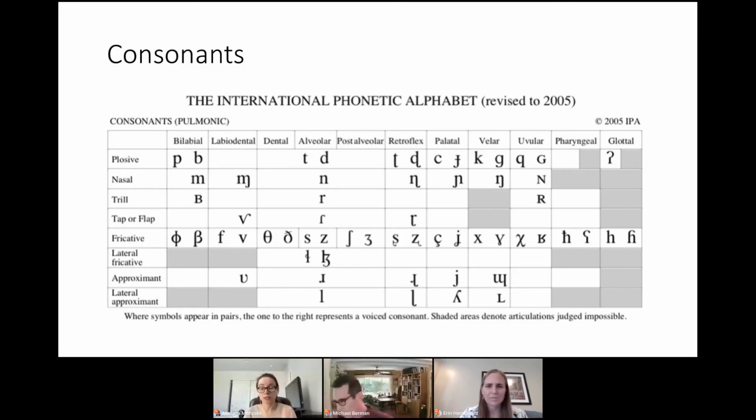Velar, tongue towards the velum. Uvular, tongue towards the uvula. Pharyngeal, root of the tongue towards the back of the throat. And glottal just means vocal folds. So bilabial, labiodental, and glottal, they don't involve a tongue articulation at all, but everything else involves a tongue articulation.